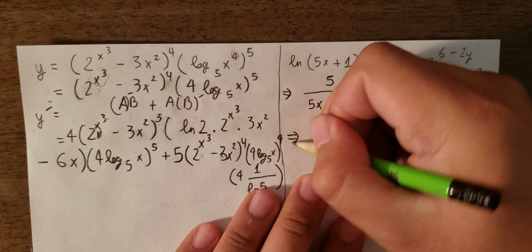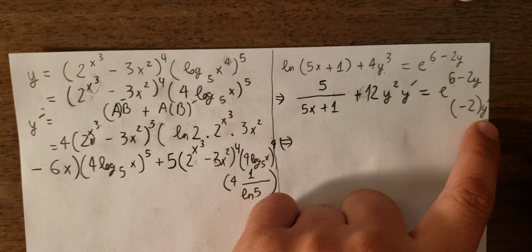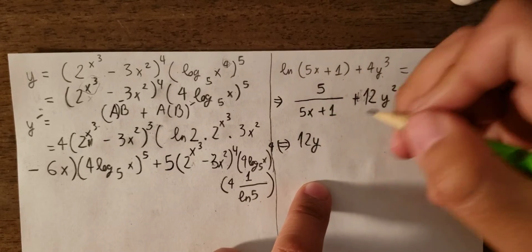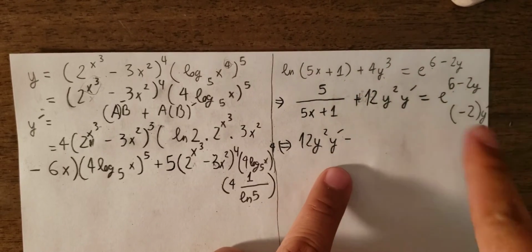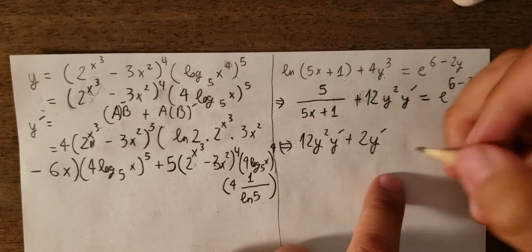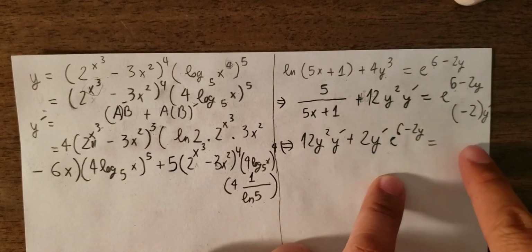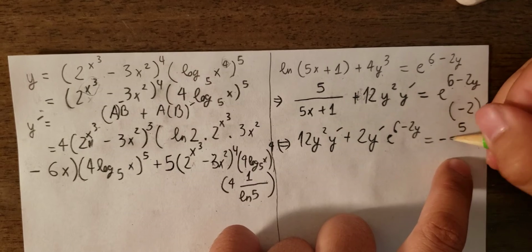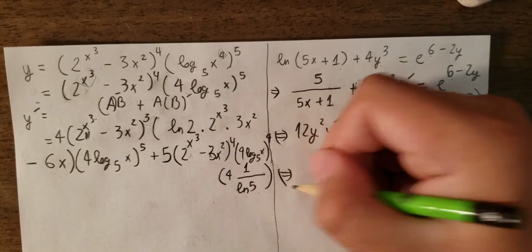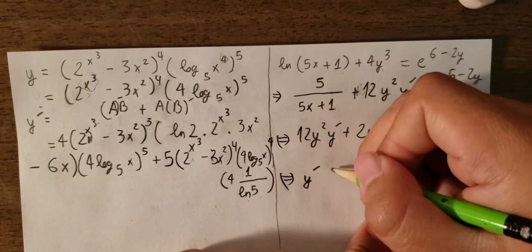So now we just arrange everything. Because we have the first derivative of y, you move it to the left. Because you move it to the left, it becomes 2 times the first derivative of y, e power 6 minus 2y. This one you move to the right. Now we have the first derivative of y. We do the factor like this.